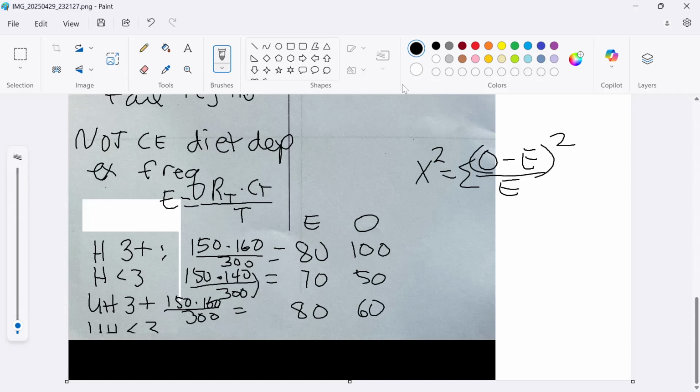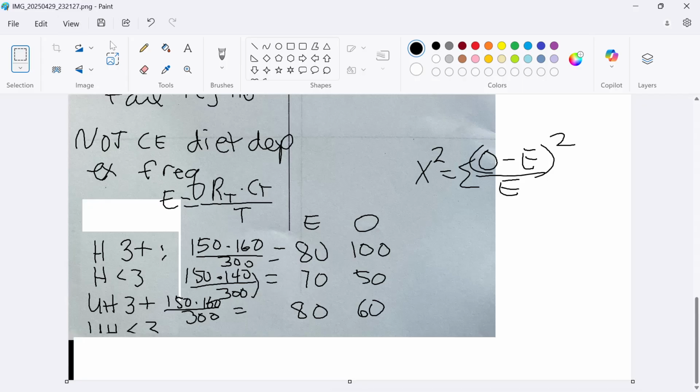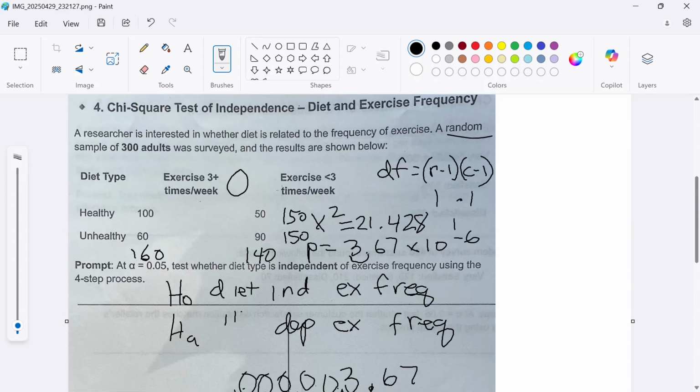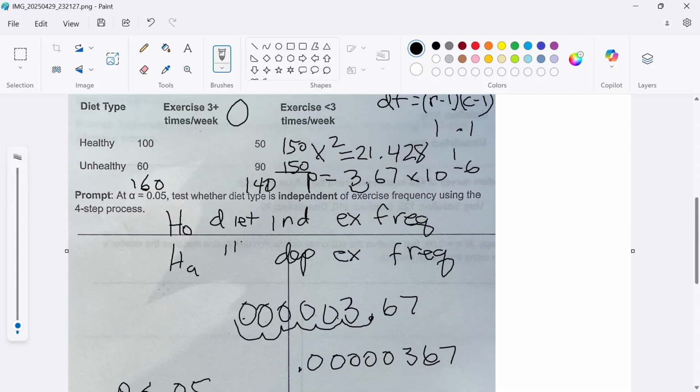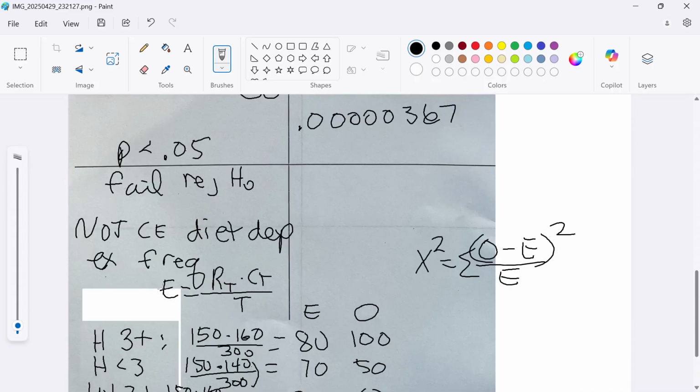And then for, why did that cut off? Hold on one second. I want to make sure I write this. Oh, because I moved it down. That's right, I moved it down. This is unhealthy less than 3. So for unhealthy less than 3, the row total is 150 times 140. So it's the same as the healthy less than 3. 150 times 140 over 300, which is equal to 70. And the observed value is 90.